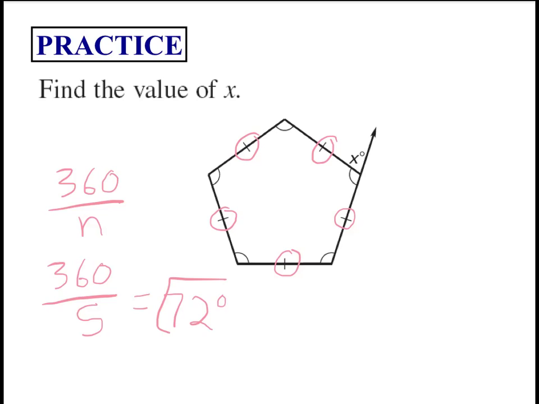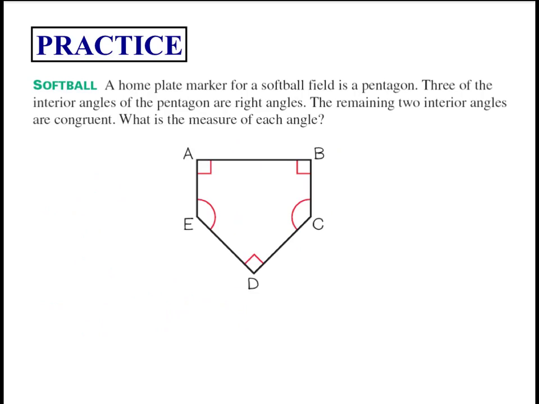So now let's look at this home plate marker. In softball, these happen to be pentagons. 3 of the interior angles of the pentagons are right angles, and the remaining 2 interior angles are congruent. We have to figure out the measure of each angle. So what we want to do now is, we know what angle A, B, and D are going to be. Those are all 90-degree angles. But we have to figure out what E and C are.